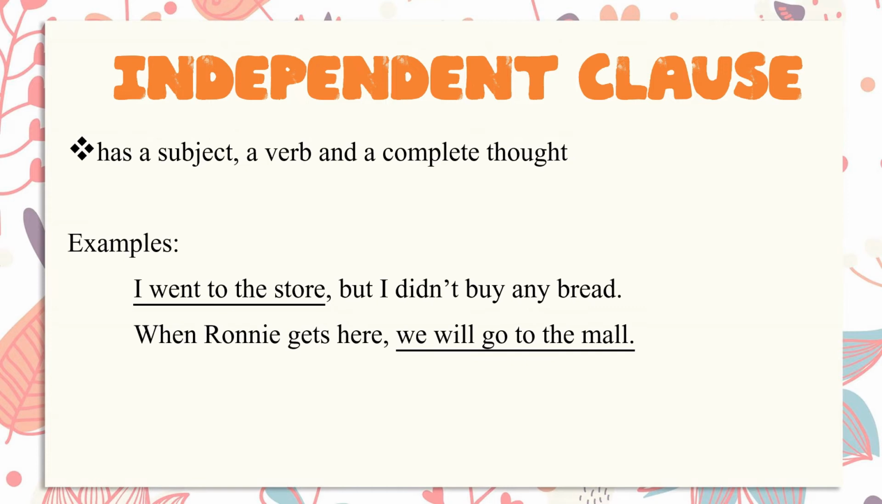Another example, when Ronnie gets here, we will go to the mall. It also is an independent clause because it has the subject we and the verb will go. Lastly, until the sun sets, I will stay with you. Which do you think is the independent clause in the sentence? Alright, great. The answer is I will stay with you because this clause has the subject I and the verb will stay, and at the same time it expresses a complete idea.